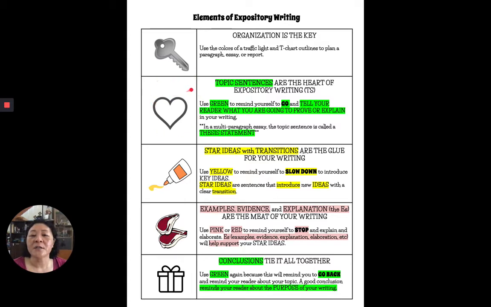So here's a heart. Topic sentences are the heart of expository writing, and TS stands for topic sentences. So you will use the color green to remind yourself to go and tell your reader what you're going to prove or explain in your writing. In a multi-paragraph essay, the topic sentence is called a thesis statement. But for us, in first quarter, we're going to be more or less focused on topic sentences, for now anyways. So green is the first color that you will be using in Step Up to Writing.